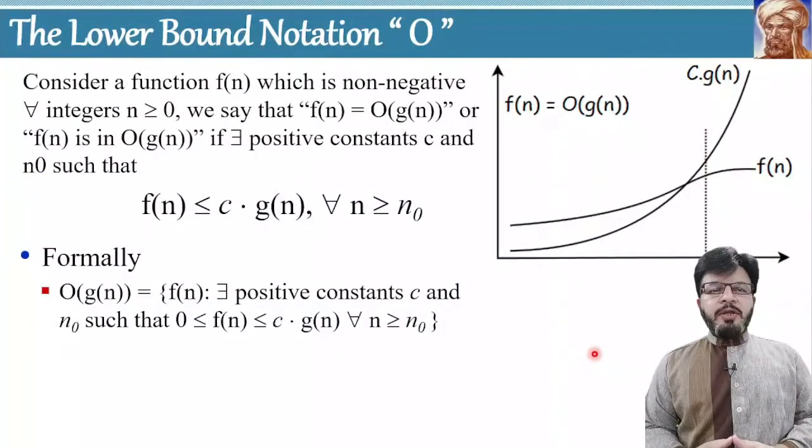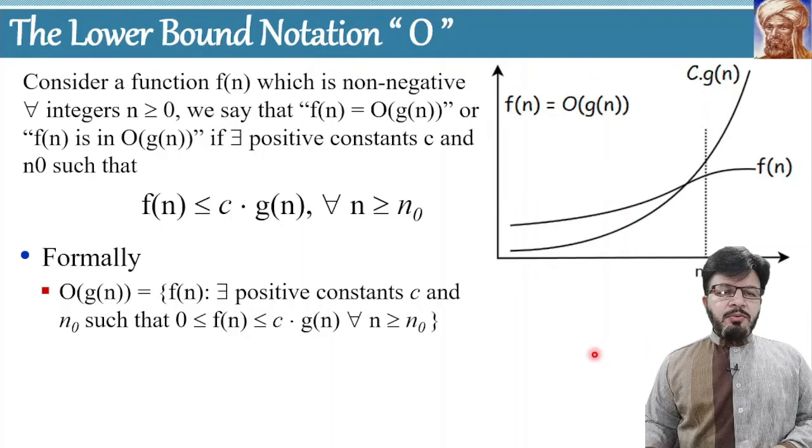Formally, we can define big O as: big O of g of n is equal to the set of all f of n's. So it means this big O of g of n is basically a class of functions, a family of functions, a set of functions.